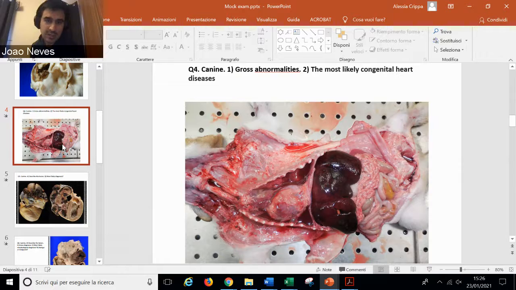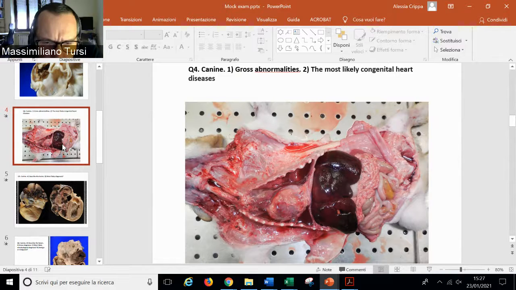But yeah, so enlarged cardiac silhouette, hydrothorax, rounded and enlarged liver, so congestion, right-sided congestive heart failure, and pulmonic stenosis. And yeah, the question could also be from a different point of view, because the question could be gross abnormality and the most likely cardiac disease.